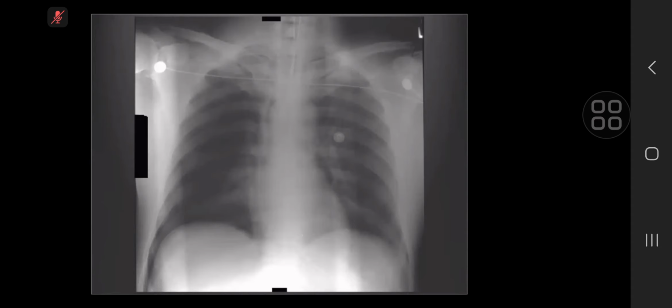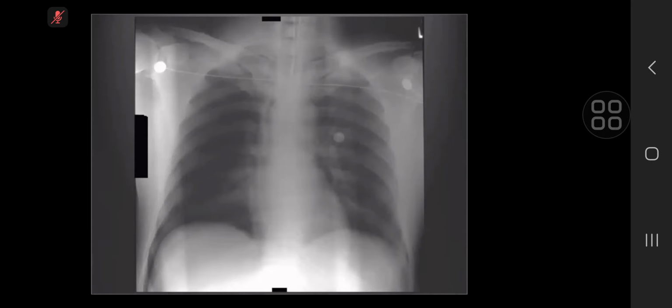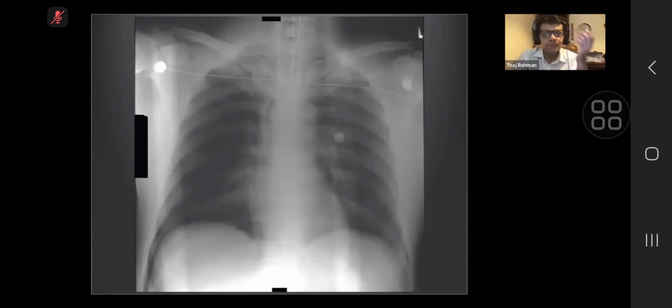That's why you should think in terms of difference in transradiancy of the chest, not lungs. So the right hemithorax appears more lucent compared to the left. I can't see any lung markings there.